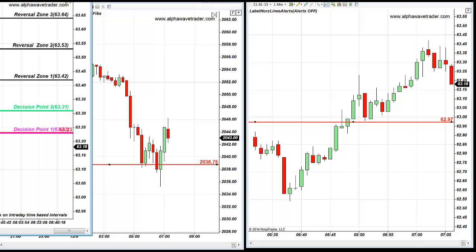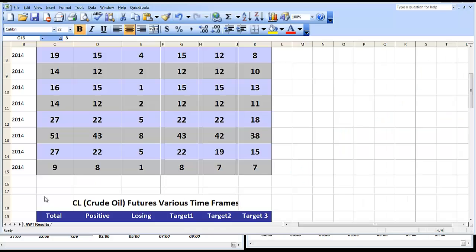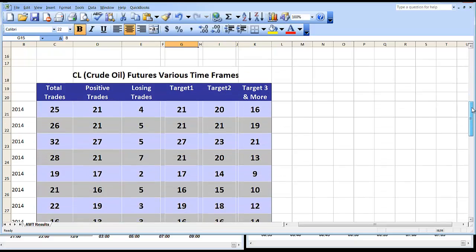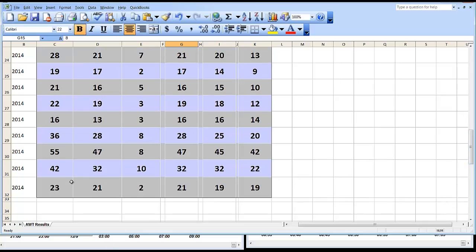Let's update the results. That is our trade on S&P. Out of 9, 8 positive. Trades taken all for demonstration purposes in the trading room. And here's our results on oil. This was trade number 24. 22 positive. 20 trades made it to decision point 2 and to reversal zone. And that's the power of the price and Fibonacci.